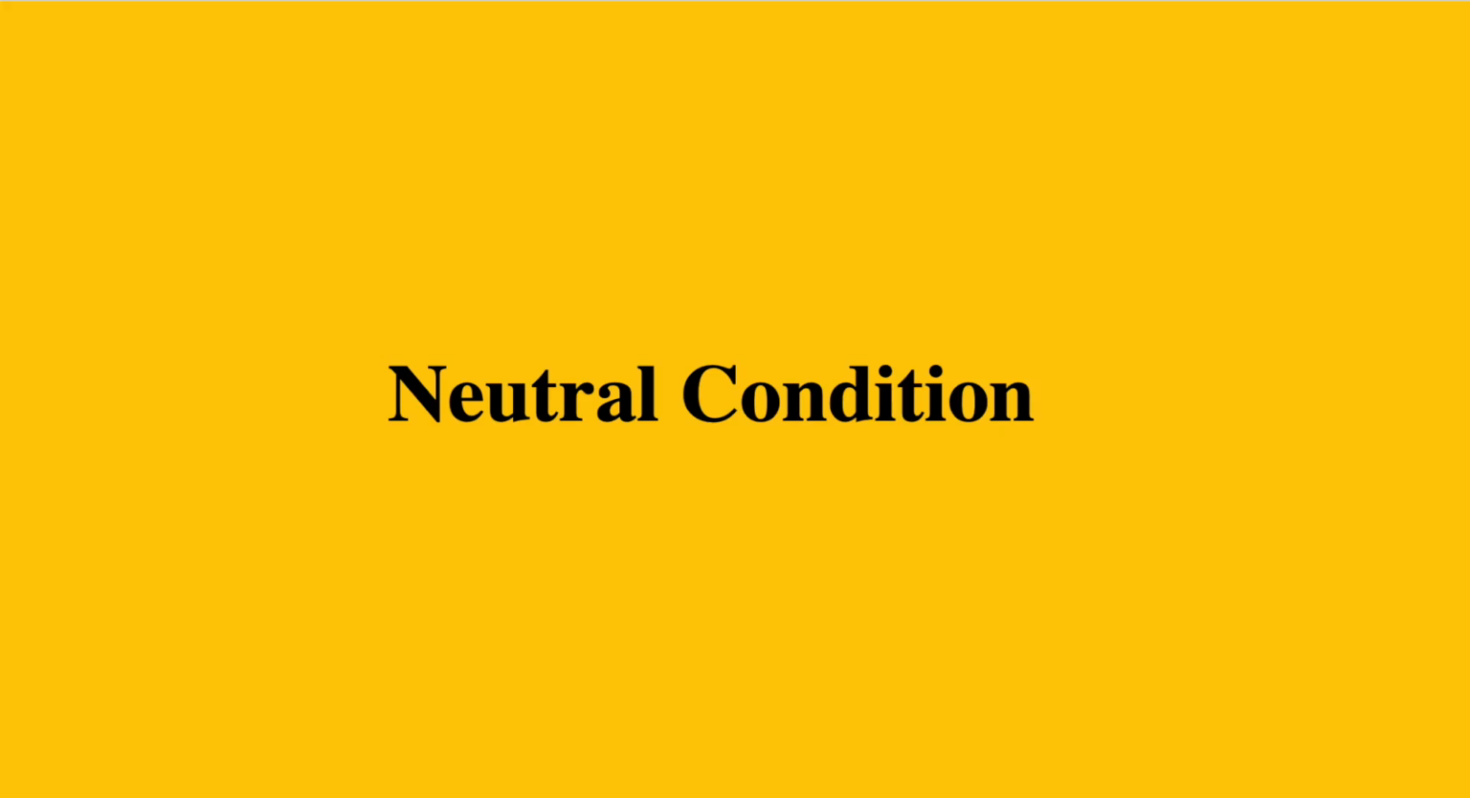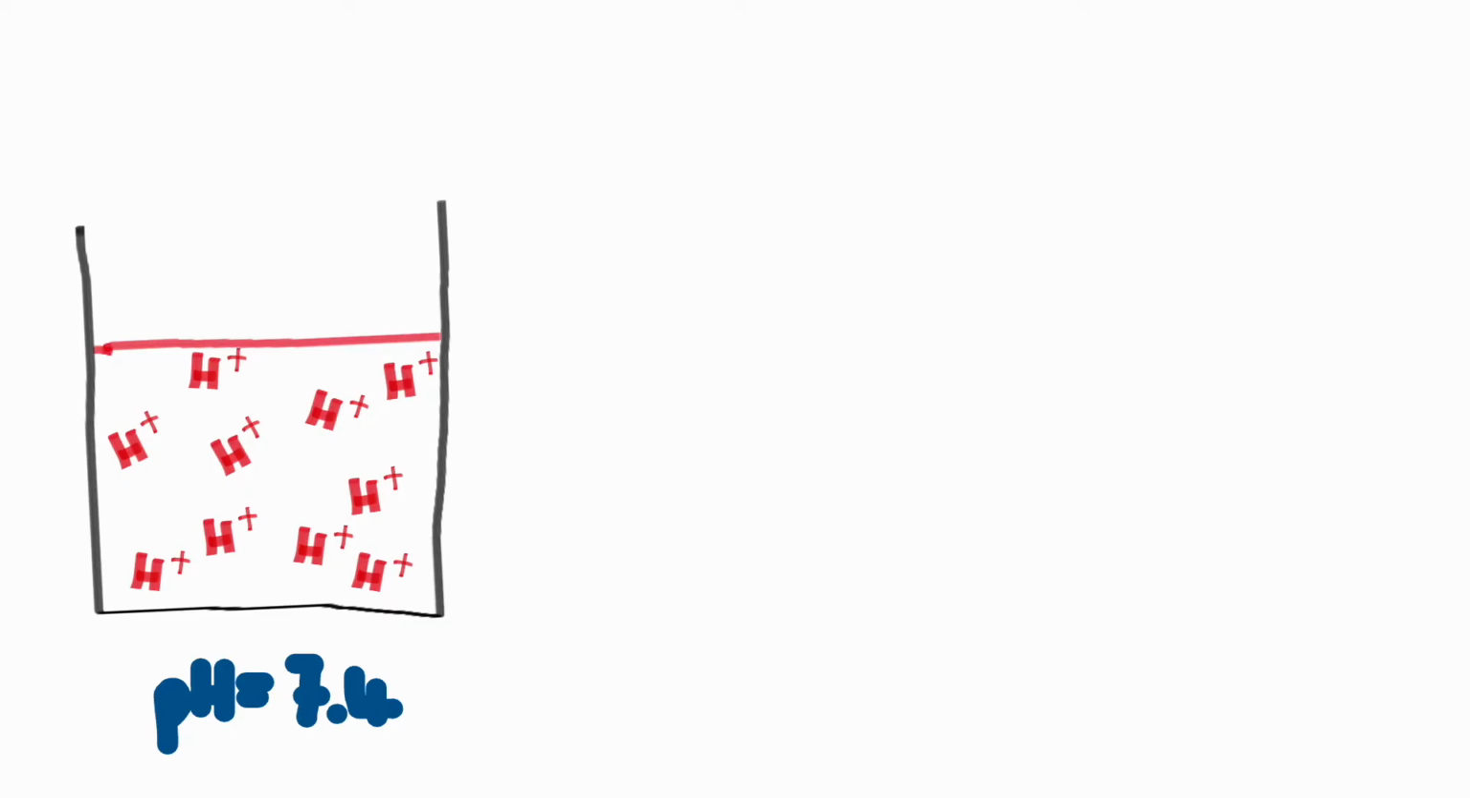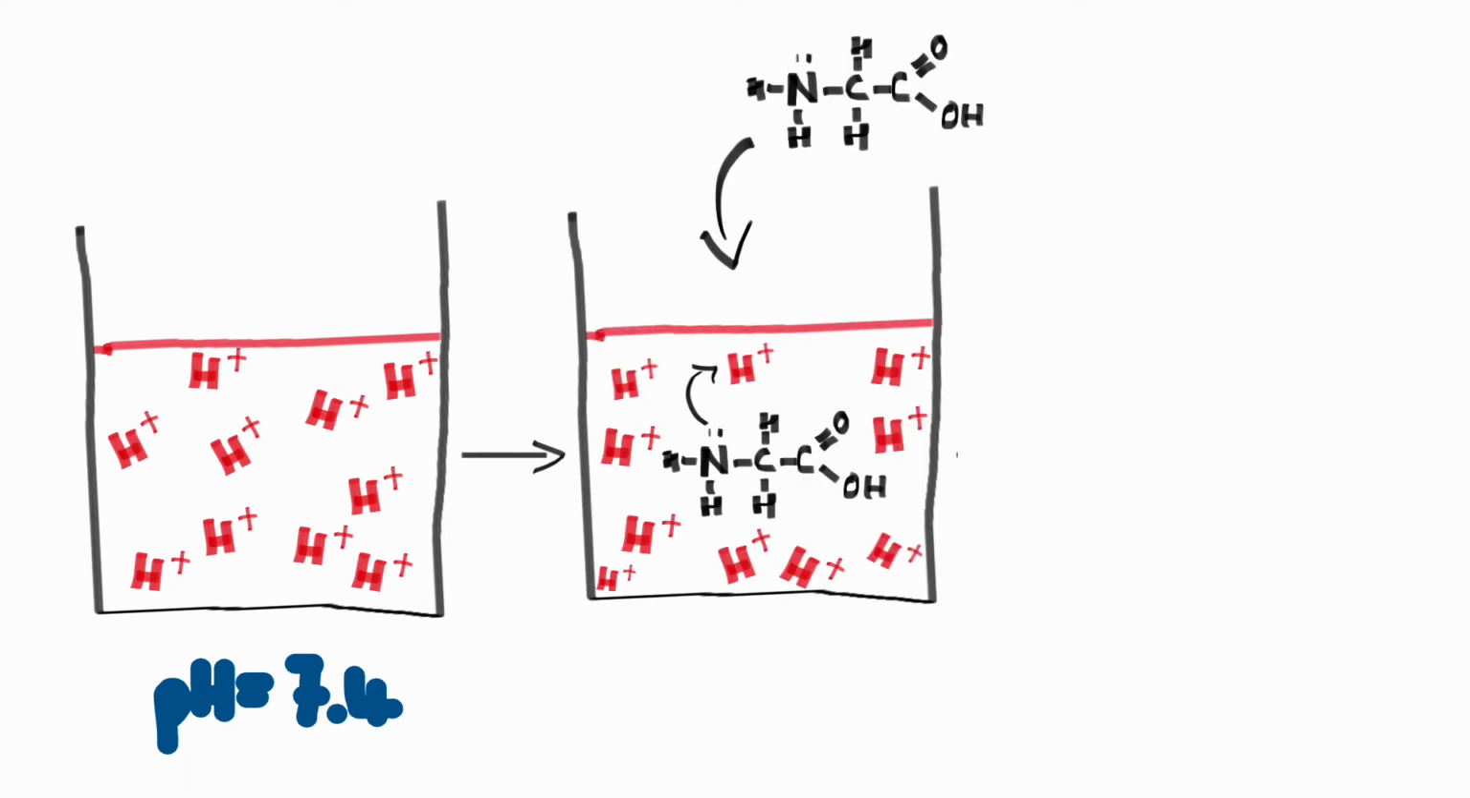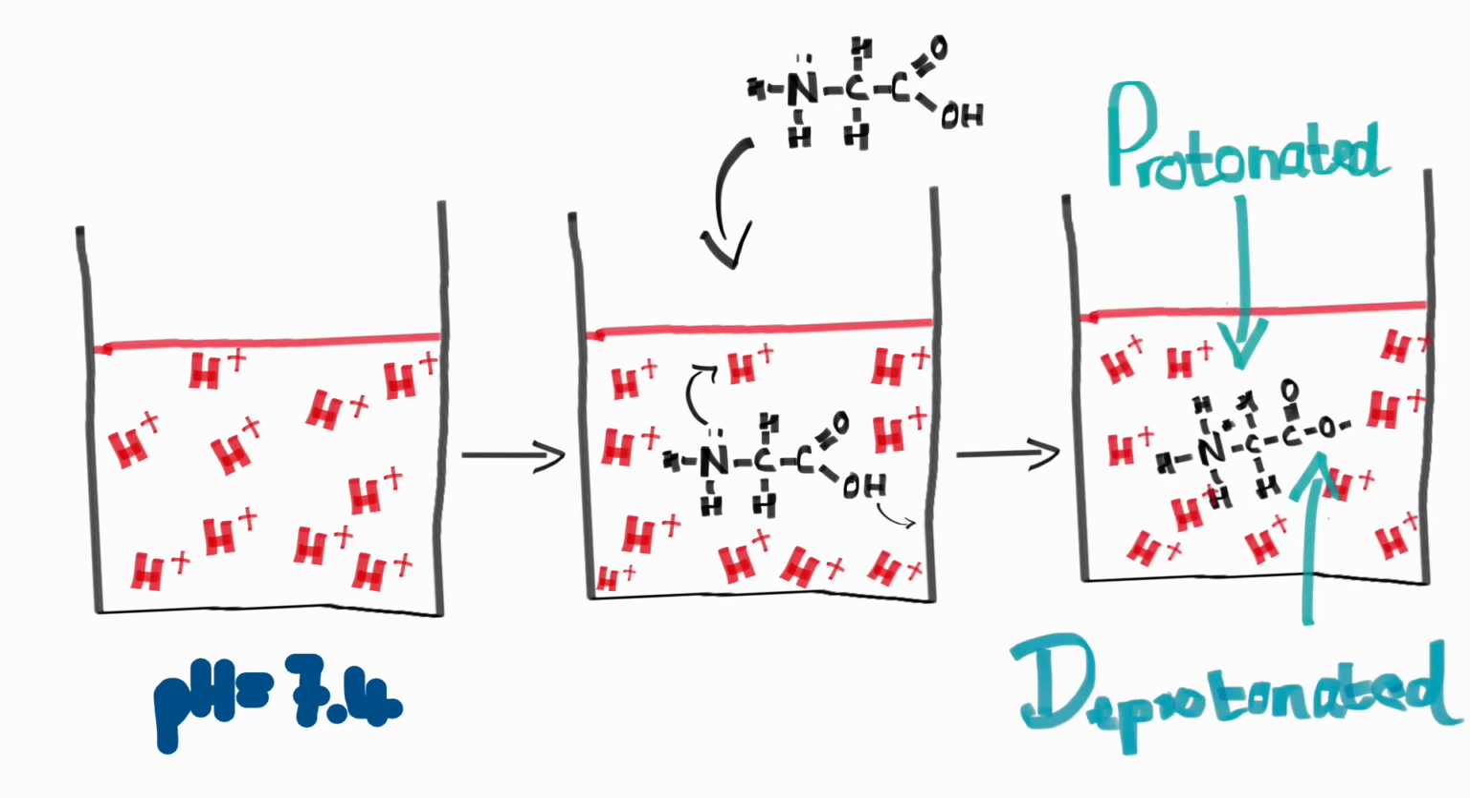So let's do the same exercise in a neutral condition. Let's say that the pH of the environment is now 7.4. In this environment, there is a moderate amount of free-flowing protons, not abundant, not scarce. The moment glycine molecules are introduced into this environment with a pH of 7.4, its amino groups are going to get protonated, but the carboxyl groups will not. In fact, the carboxyl groups will get deprotonated, making them negatively charged.